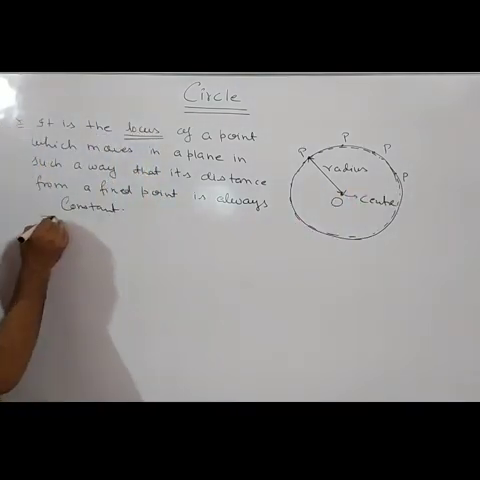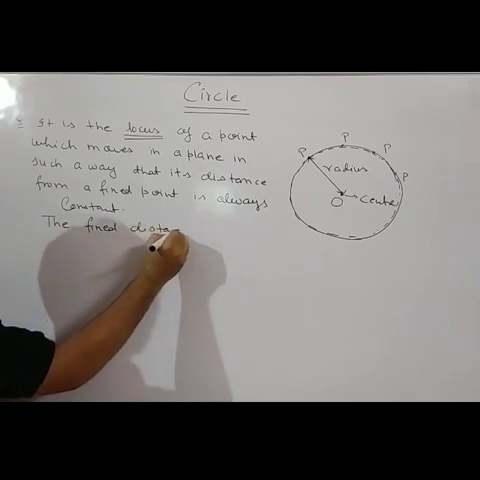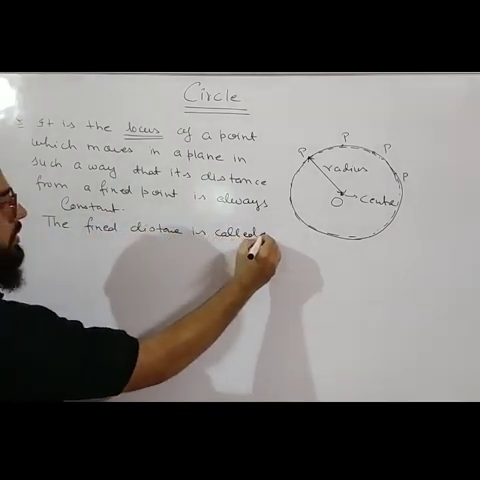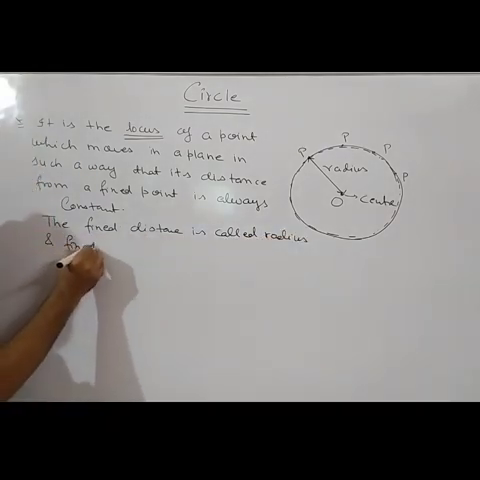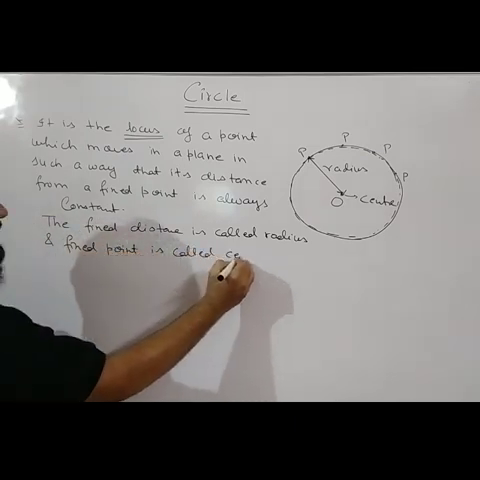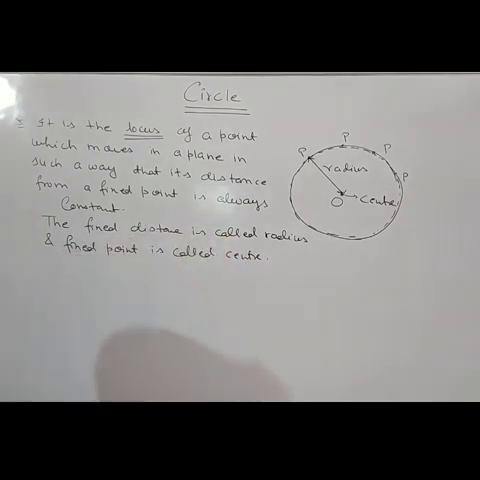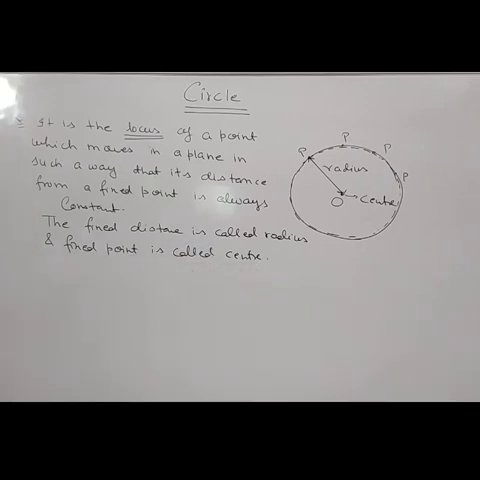The fixed distance is called radius of the circle, and the fixed point is called center of the circle. So this is the basic definition of circle. The locus of all the points which move in a plane in such a way that its distance from a fixed point is always constant. This is called circle. The fixed distance is called radius, and the fixed point is called center.